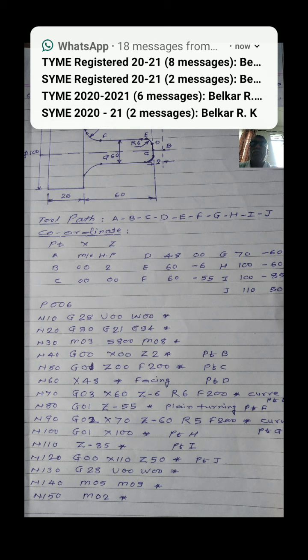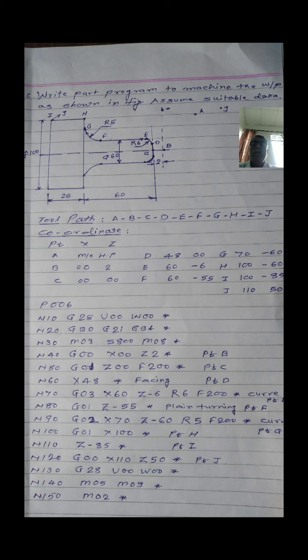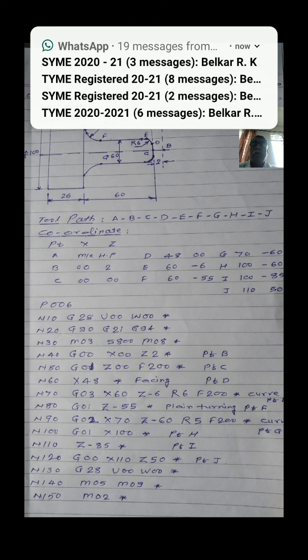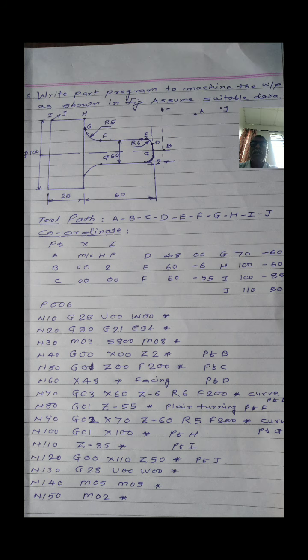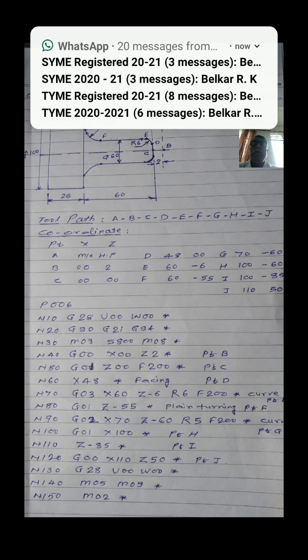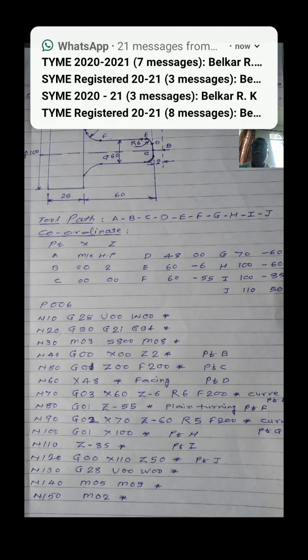The first point A is the machine home position or machine reference position. Then point B having X coordinate 0 and Z coordinate 2, that is positive 2. Then point C having X coordinate 0 and Z coordinate 0. Then point D having X coordinate 48 and Z coordinate 0.